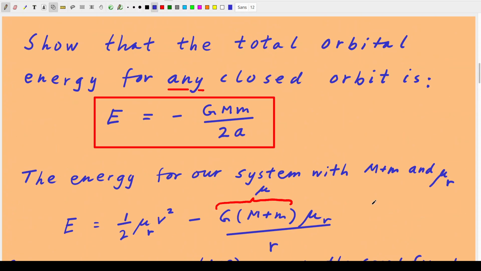So it's true for elliptic orbits and also circular orbits. So that's an interesting property that is good to remember.